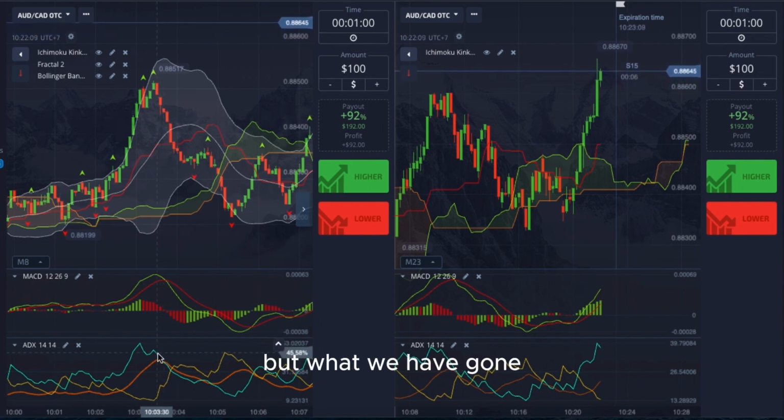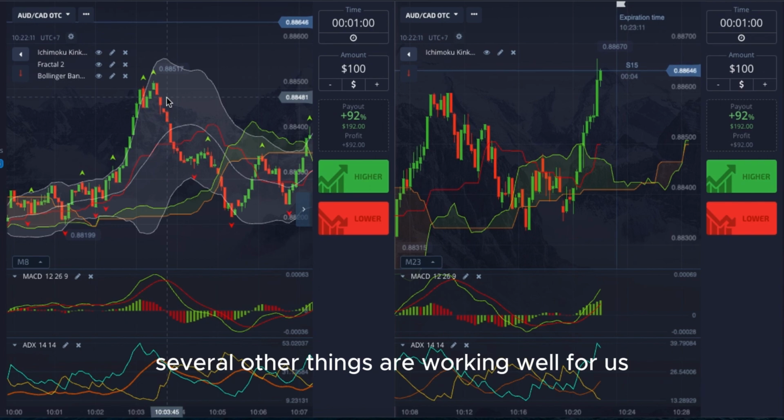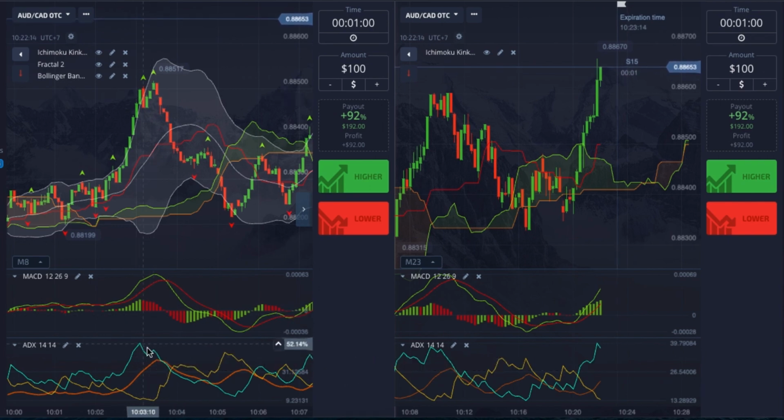But would we have gone in earlier? There are several other things that are working well for us on this setup. There is the divergence on the ADX.